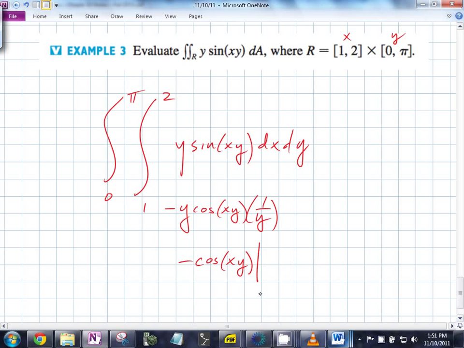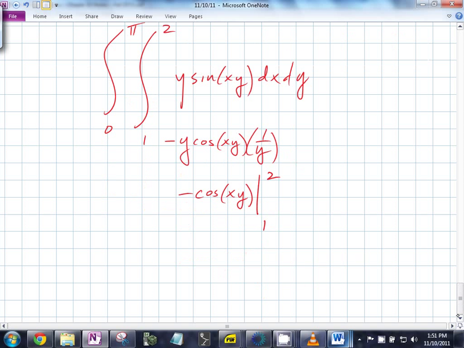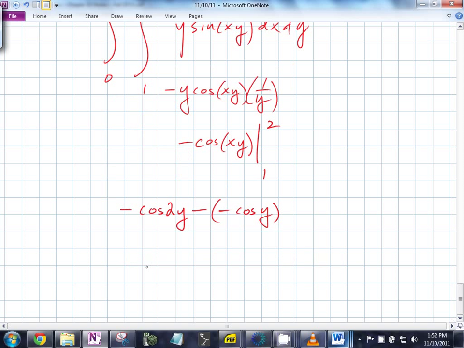So if we do this from 1 to 2, we end up with negative cosine 2y minus negative cosine y. So you end up with cosine y minus cosine 2y, correct? And now you're integrating that from 0 to pi with respect to dy. Did you fix your double y problem now? Yeah, you fixed it. Can you integrate this cleanly?